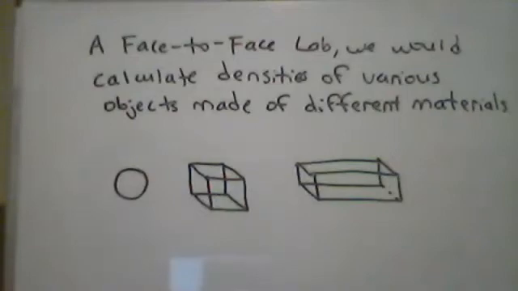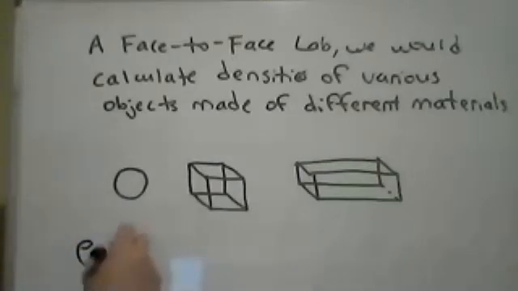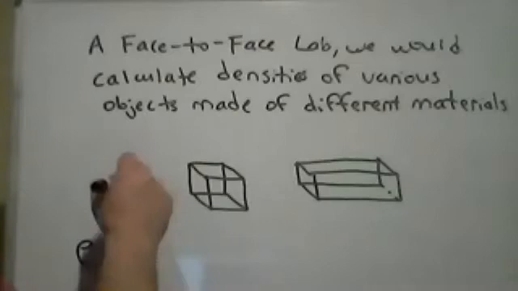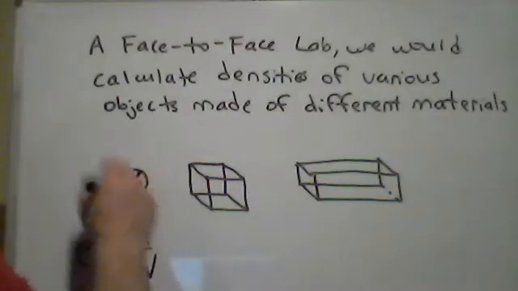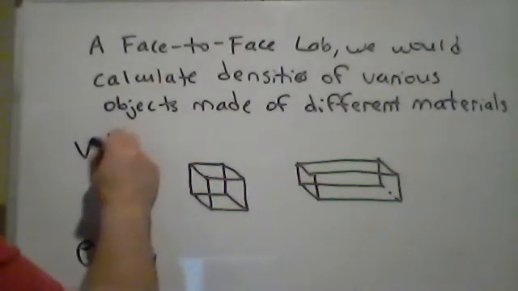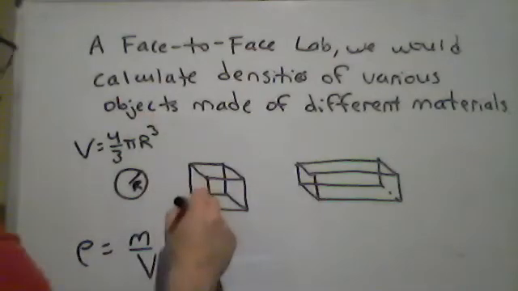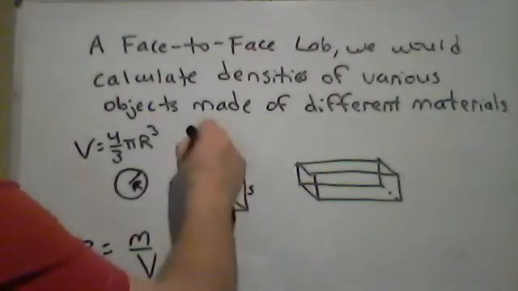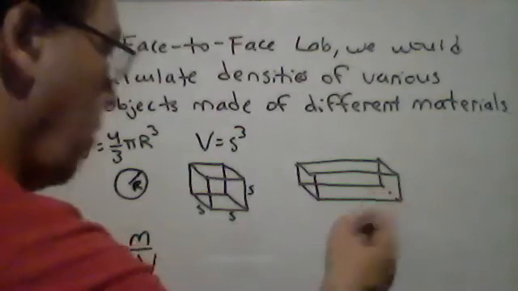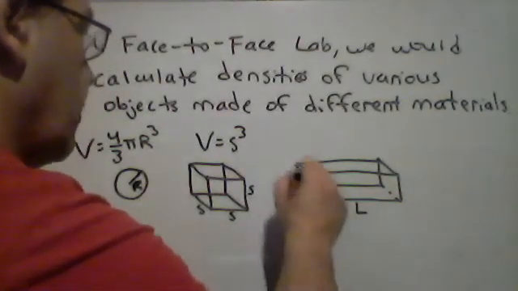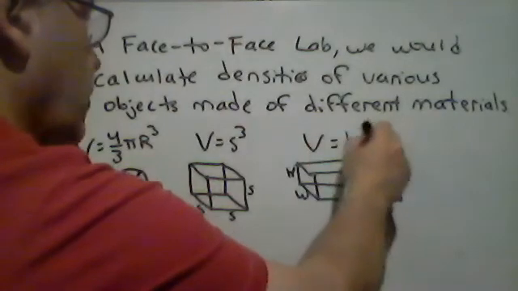All right, and so we would do what? Well, we want to find out the density, and what would that be? That would be the mass divided by the volume. Each one of these objects has a different way of calculating the volume. For the sphere, you need to know the radius. The volume would be 4/3 pi r cubed. For the cube, each side would be s, and the volume would just be s cubed. For the rectangle, or the cuboid, we'd have a length, a width, and a height. The volume would just be length times width times height.